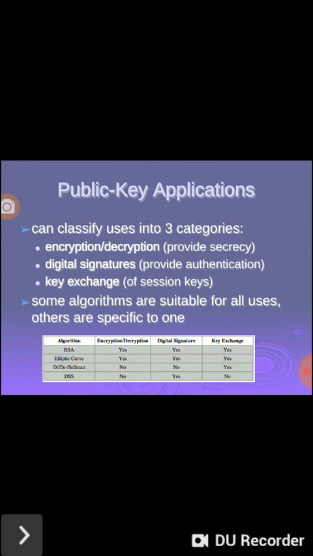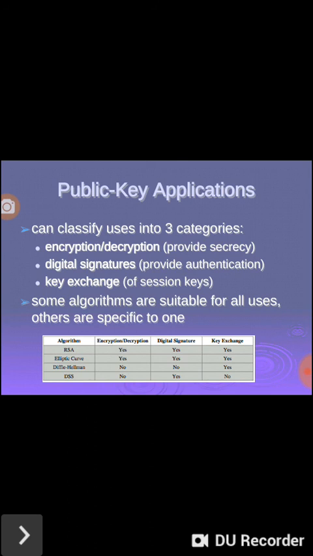Here we can see the row wise and again the column wise. First of all, let's see what is in the columns. The first column is about the algorithm. The second column is about encryption and decryption. The third column is about digital signature and the fourth column is about key exchange.